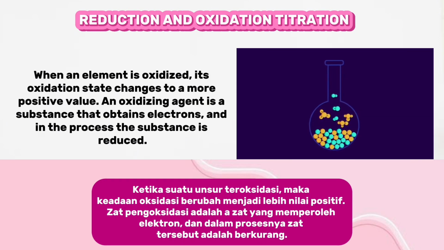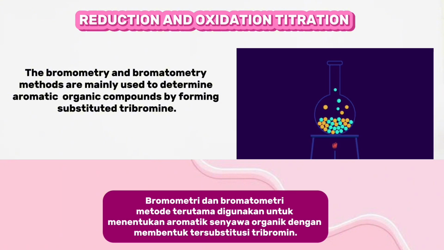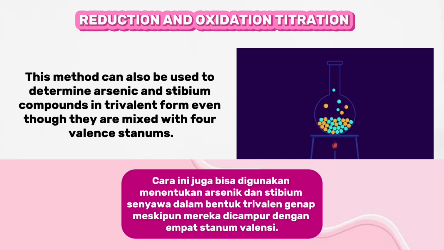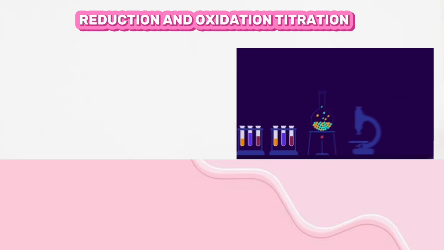When an element is oxidized, its oxidation state changes to a more positive value. An oxidizing agent is a substance that obtains electrons, and in the process the substance is reduced. The bromometry and bromatometry methods are mainly used to determine aromatic organic compounds by forming substituted tribromine. This method can also be used to determine arsenic and antimony compounds, even though they are mixed with tetravalent stannous.